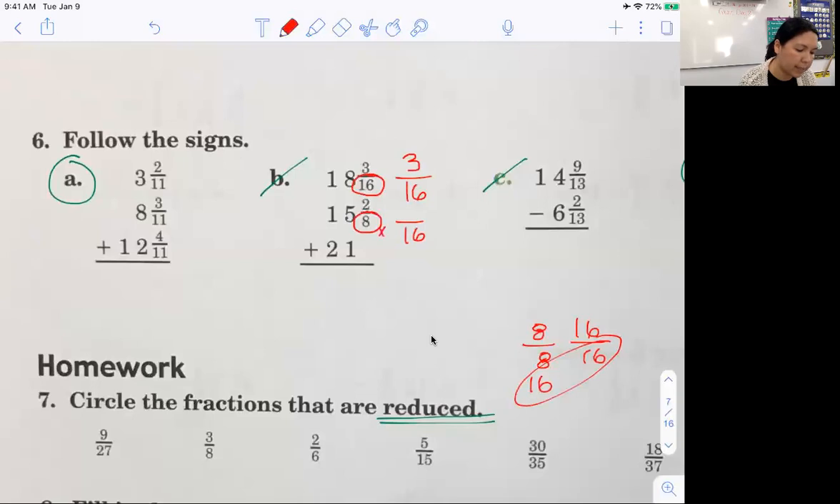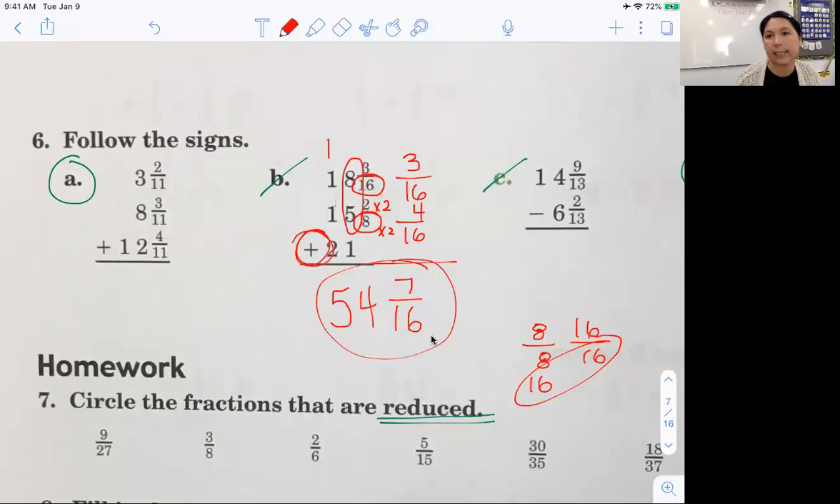8 times what makes 16? 8 times 2. Whatever I do to the bottom, I do to the top. 2 times 2 is 4. Now, am I adding or subtracting? I am adding, so don't borrow here. 3/16 plus 4/16 is 7/16. And now I just have to add over here. So what's 8 plus 5? 13 plus 1 is 14. Carry my 1, 2, 3, 4, 5. So I got 54 and 7/16.